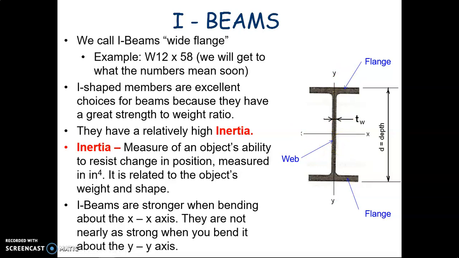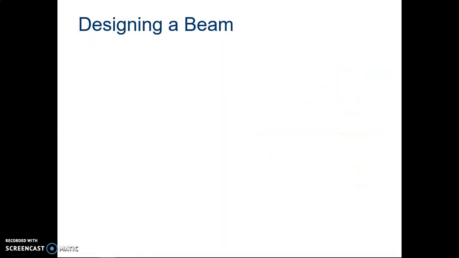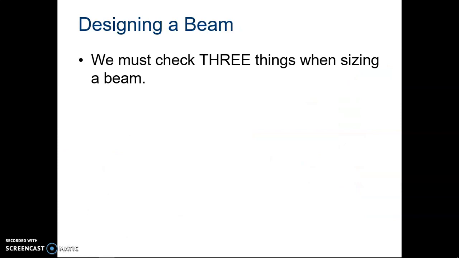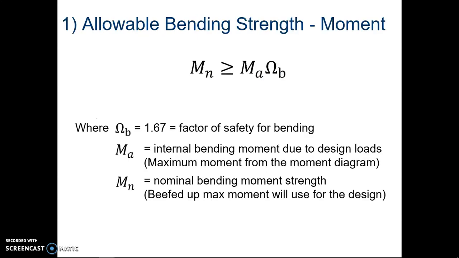Okay, so back to designing a beam. We must check 3 things when sizing a beam. Again, we did this already, right? Moment, shear, and deflection. Okay, here's the first one. Let's do this on the next video. And guys, I promise you, this slide here is where we're really picking it up. This is where this stuff, I believe, comes to like a head.